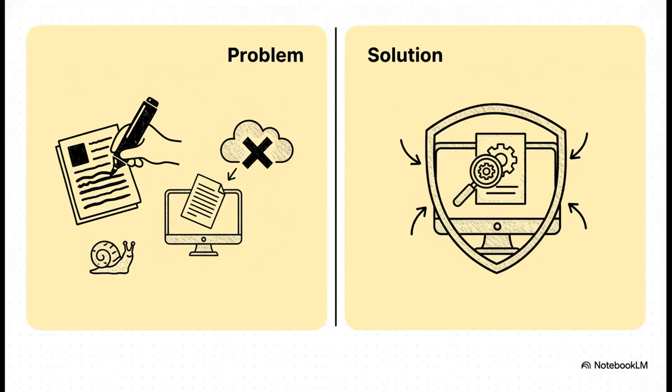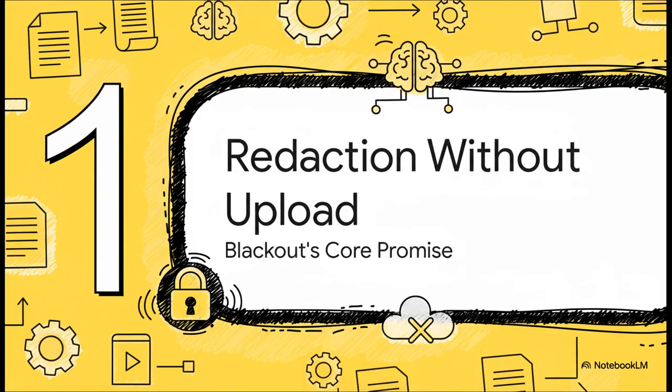Now, we've all dealt with the usual options, right? On the one hand, you've got the slow, painful manual work, which is just begging for a mistake. On the other hand, you've got these online tools that make you upload your most sensitive files to some random server, creating a brand new risk. Blackout's whole pitch is that it's a different way. It's automated, it's accurate, and, this is the big one, it keeps everything 100% on your computer. And that brings us right to Blackout's core promise, redaction without the upload. So let's dig into how it actually delivers on that, because this idea is central to its entire design.